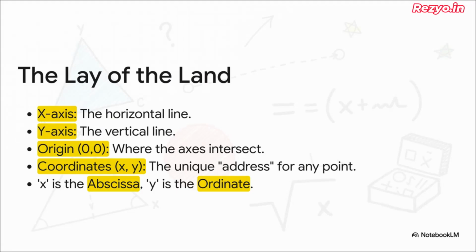All right, let's get our bearings really quick. The line that runs left to right, that's your x-axis. The one that runs up and down is the y-axis. The spot where they cross, that's called the origin, or just point (0, 0). Every other point gets its own unique address, called coordinates, which looks like (x, y). And hey, if you really want to sound like you know your stuff, the x value is the abscissa, and the y value is the ordinate. A little extra trivia for you.